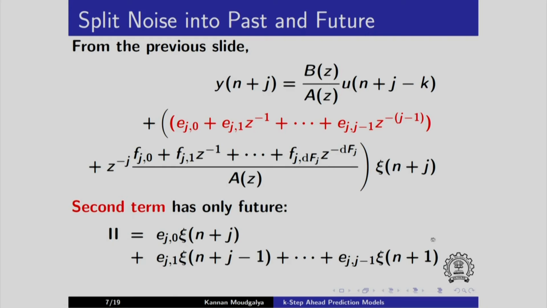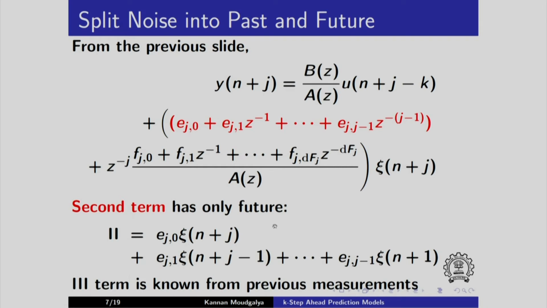As a result, these terms contain only future noise effects. So these are all future. As a result, this contains past effects, because notice that these have larger powers of z power minus j. As a result, the third term is known from previous measurements.